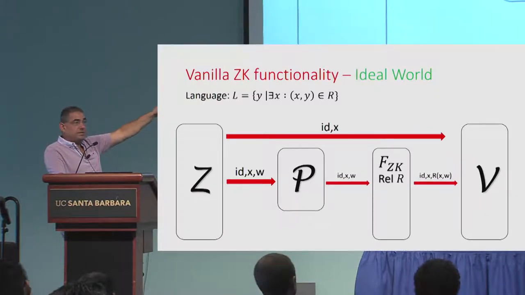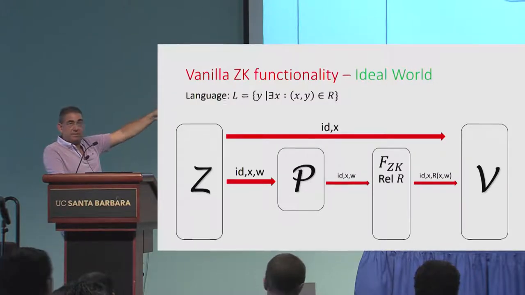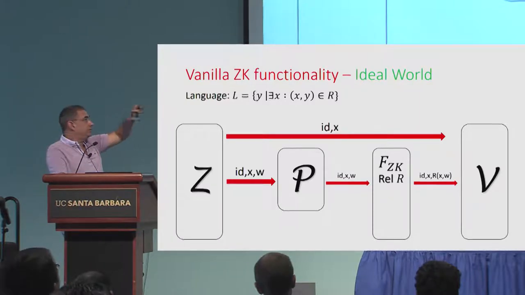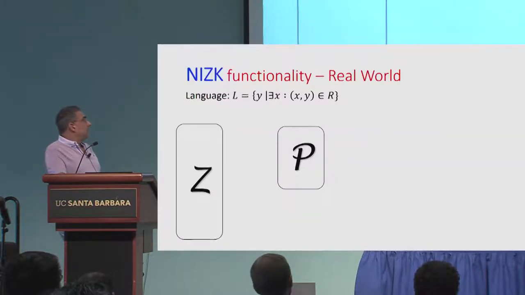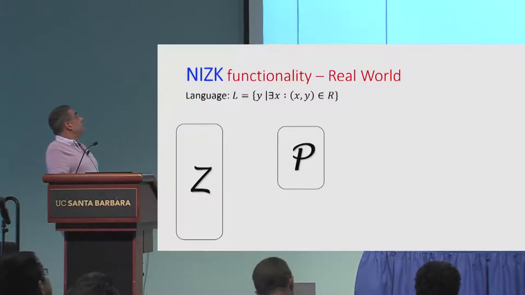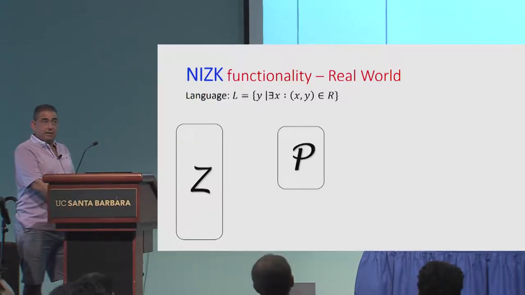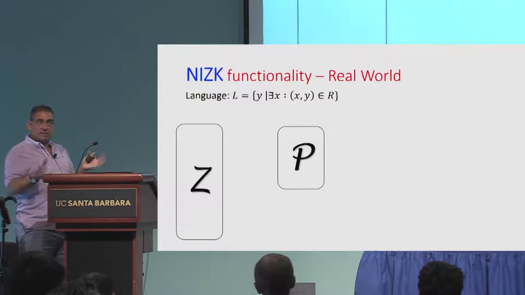What this means is two things. It means that the verifier learns the right bit, which is what it's supposed to learn. It also means it doesn't learn anything else, so all the rest is completely hidden from it. So in the ideal world, you have perfect soundness and perfect zero knowledge. This is great, which is nice, but somehow it's a nice ideal functionality.